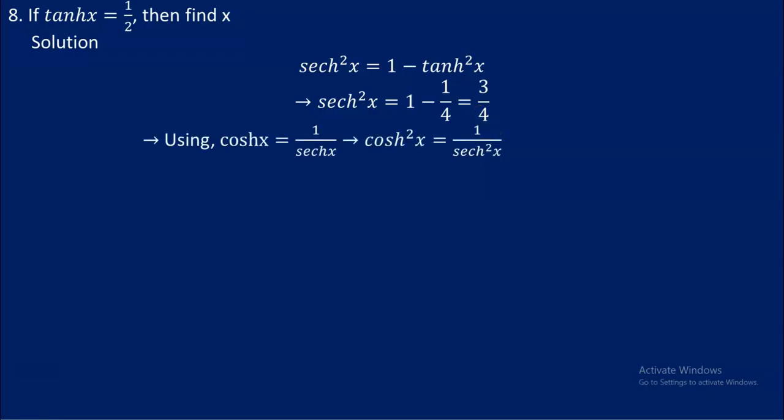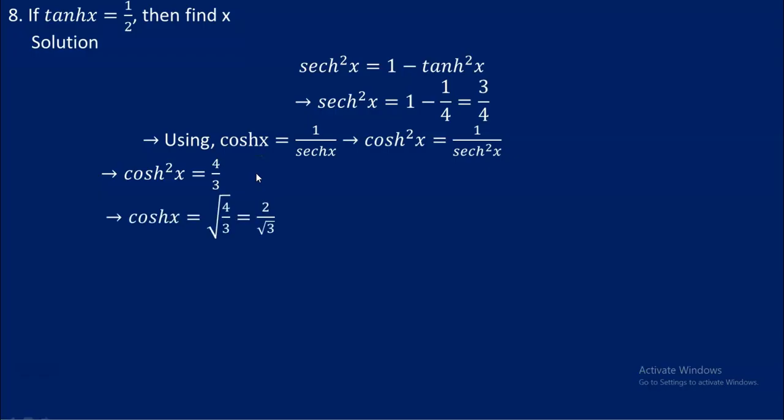So look, using the identity that cosh x is 1 over sech of x, we can obtain that cosh squared x is 1 over sech squared x. I simply squared both sides and obtained this. And we knew what sech squared x is. It's already written, 3 over 4. So we can take the reciprocal of this as the cosh squared x value. Take the reciprocal of 3 over 4, it's going to be 4 over 3. So cosh squared x is 4 over 3.